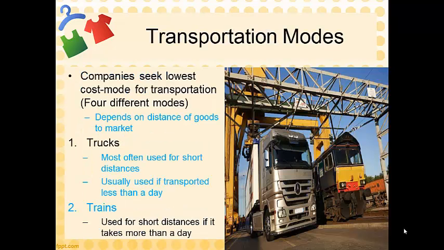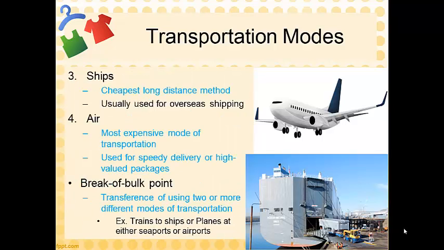All right, let's talk about different transportation modes. What should a company use to transport their goods? Well, they first off seek out the lowest cost. We know this. I've said this about 10 times already for transportation. Now, again, it depends on the distance of goods to market. So the most common and most often used for short distances is the truck, and usually goods that can be transported in less than a day, trucks are therefore used. Another transportation mode is trains. Now, these are also used for short distances, but if it takes more than a day, they'll use a train over a truck.